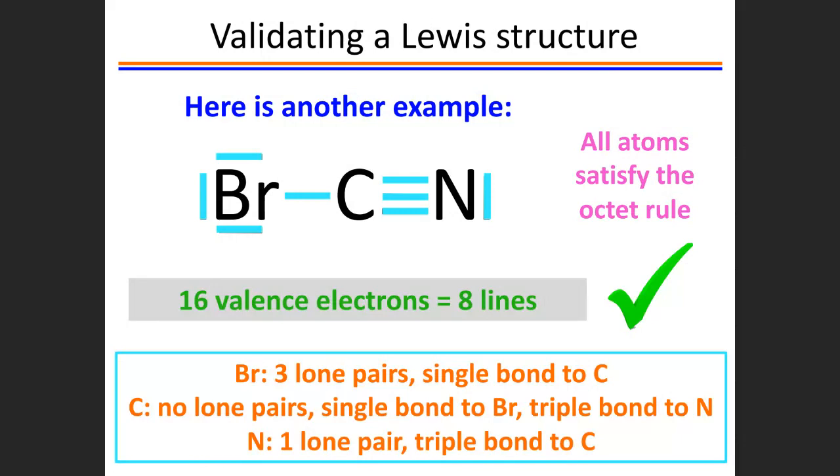And here you can see the bromine is 7. So that means bromine needs only one electron. I mean only one bond, one line. So bromine needs just one more electron. So that means if bromine makes just one bond with carbon, then bromine is happy.